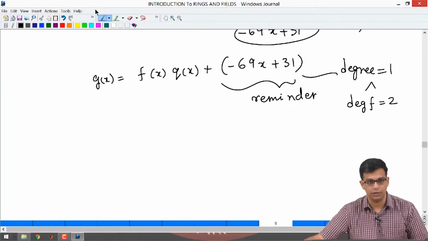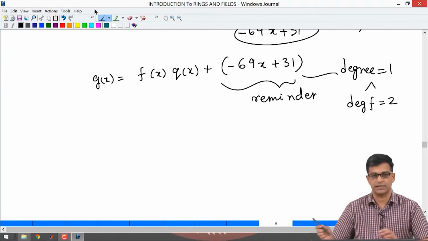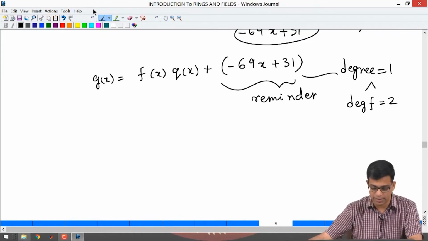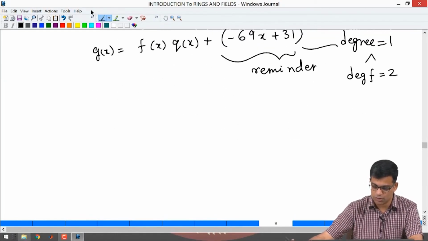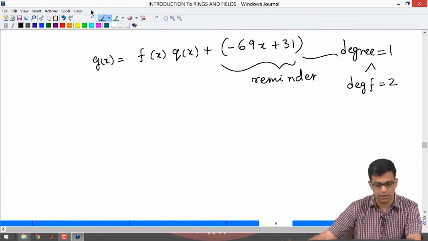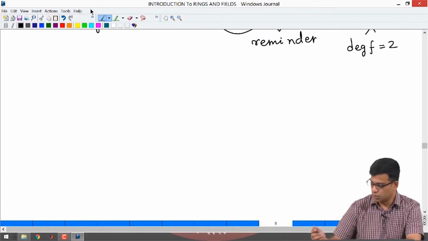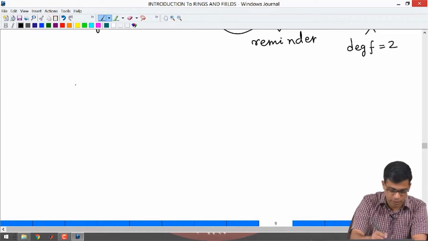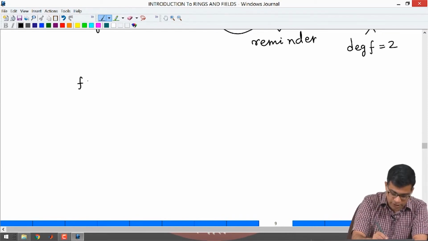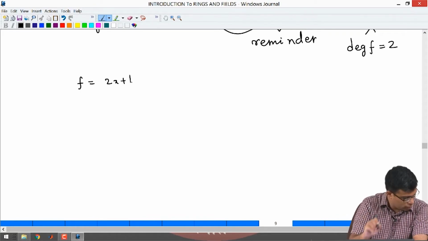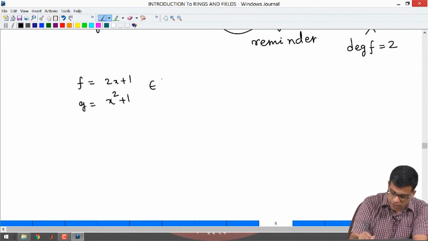Okay, so let us continue now with division inside the polynomial ring. As the example I did in the last video shows, we can divide as long as the polynomial has leading coefficient 1. Just to give you an idea of what the problem will be, let us consider the following example. Let us take f to be 2x plus 1 and g to be x squared plus 1. They are both inside, let us say, the polynomial ring over the integers.